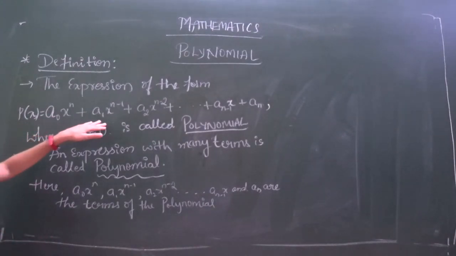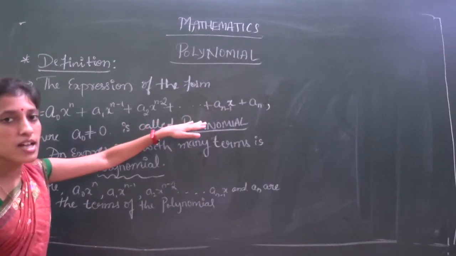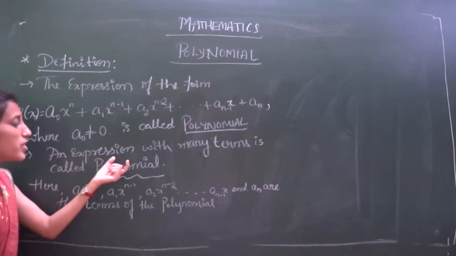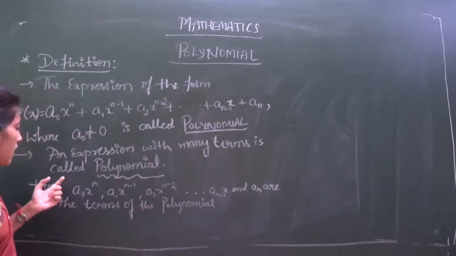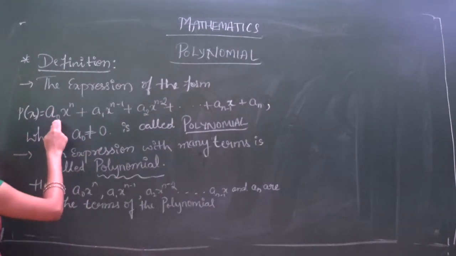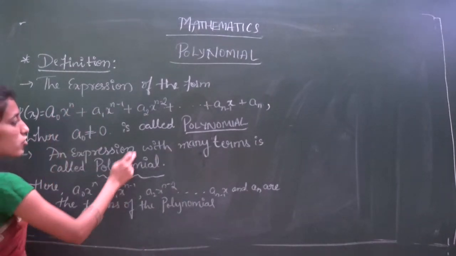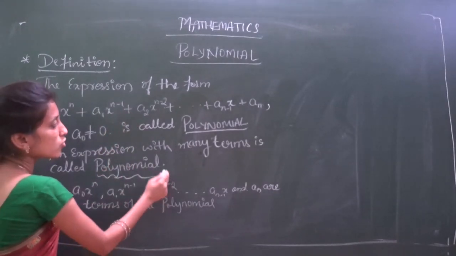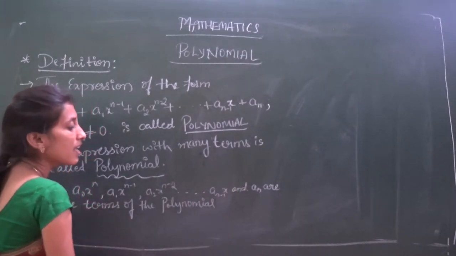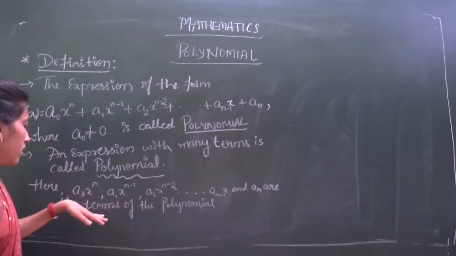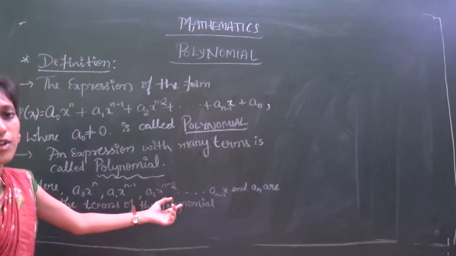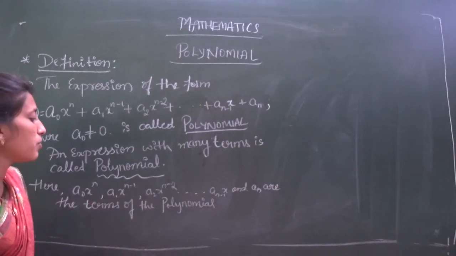P of x is equal to the many terms. So what does this second point say? An expression with many terms is called a polynomial. And in this expression, the terms are a naught x to the power n, a1 x to the power n minus 1, a2 x to the power n minus 2, so on till the last term an. All these are the terms of the polynomial.